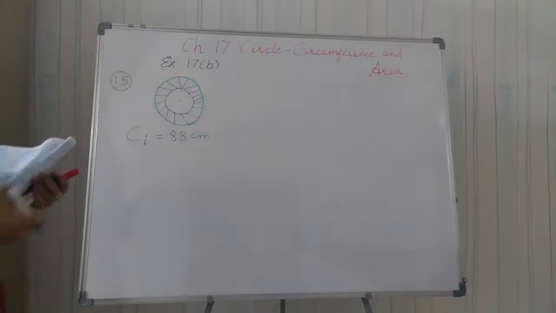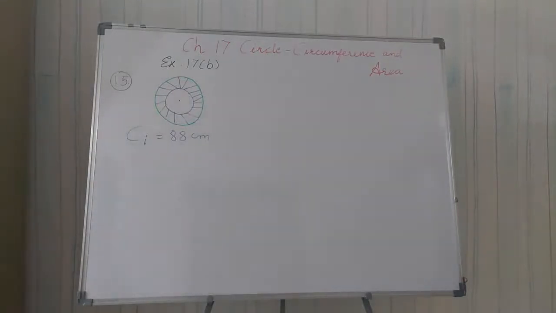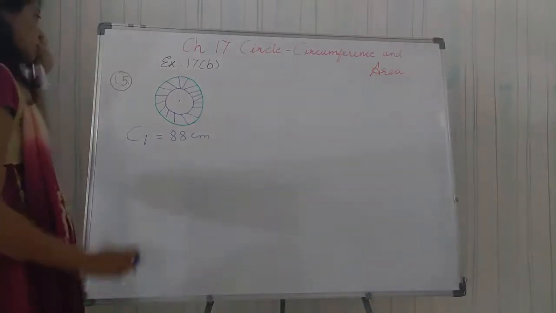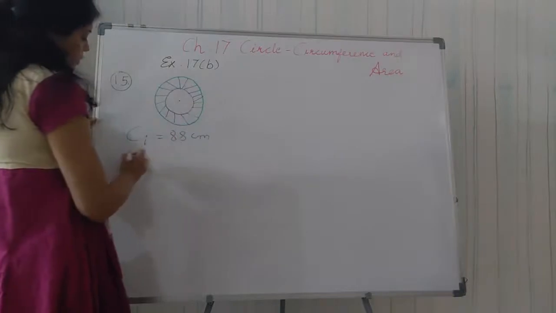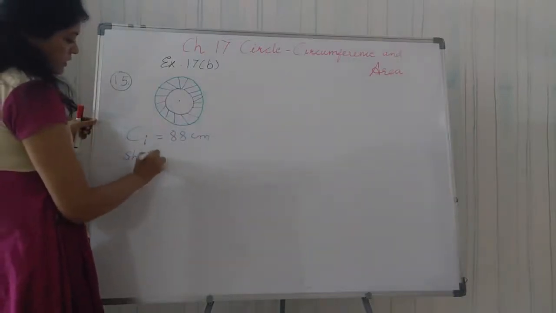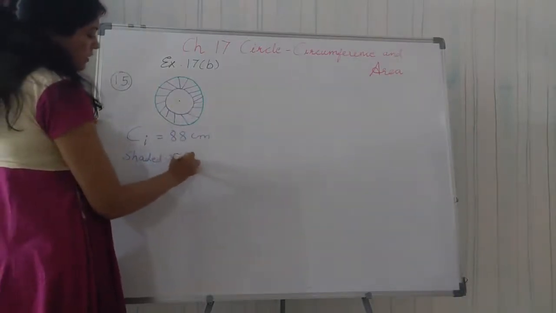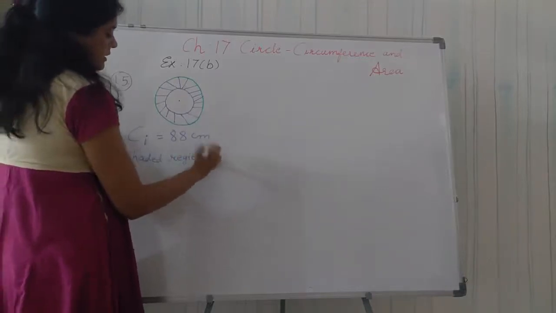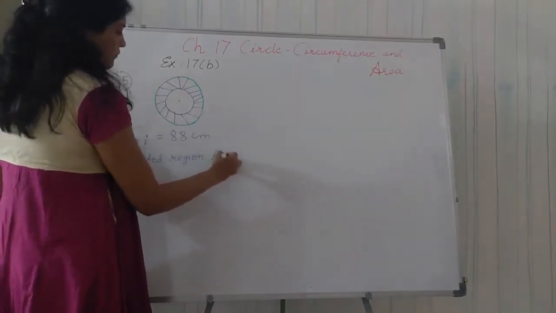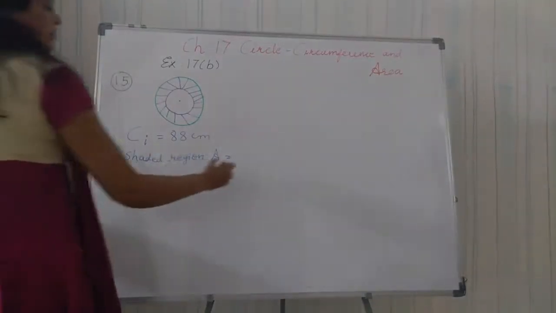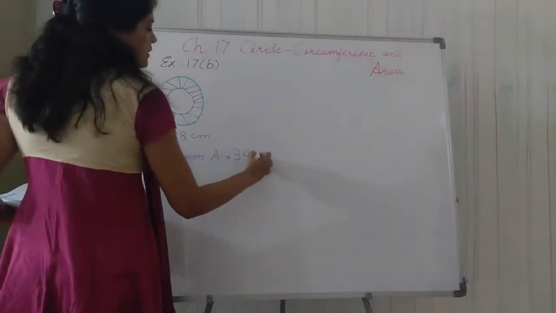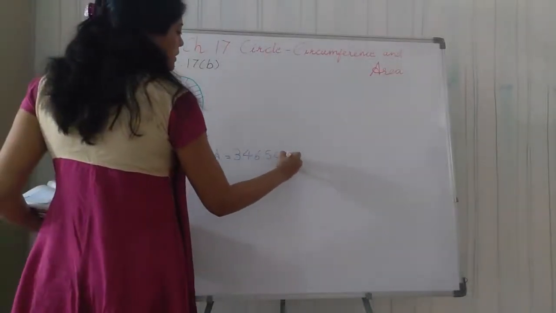Calculate the radius of the outer circle. So we want to find the outer radius here. For that, what other thing are we given? This is the path we are given. Okay. So the shaded region area is given to us in the question. The shaded region area is equal to 346.5 centimeter square.